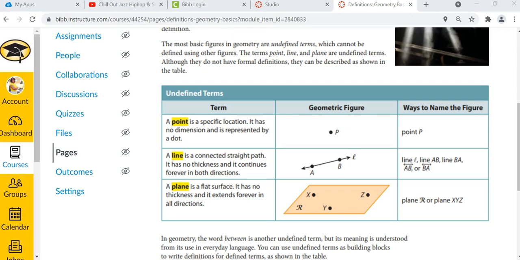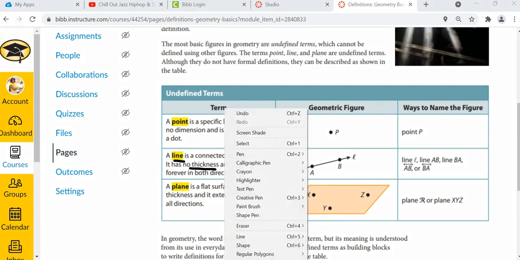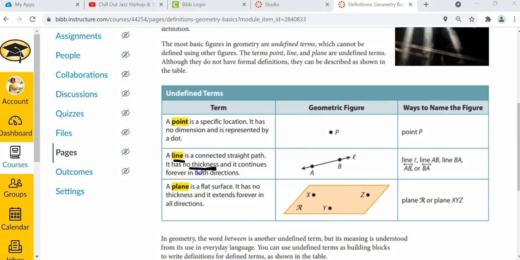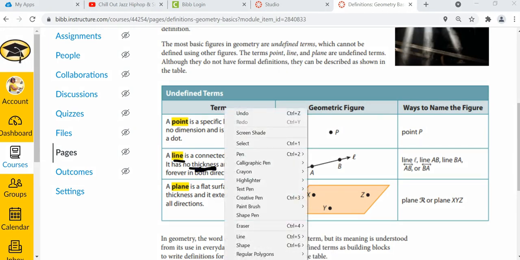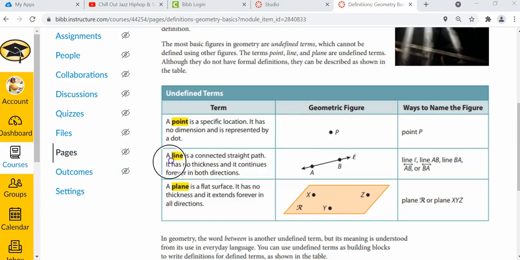Next, we have a line. A line is a connected straight path that has no thickness and continues forever in both directions. So a line is a straight path with no thickness and continues forever in both directions. And here's what a line would look like over here. So we have this line, and we can name this line either line L, as you see written over here.